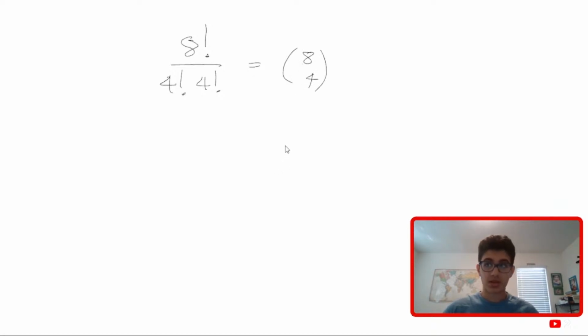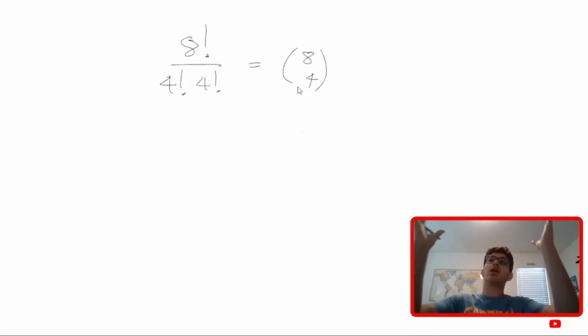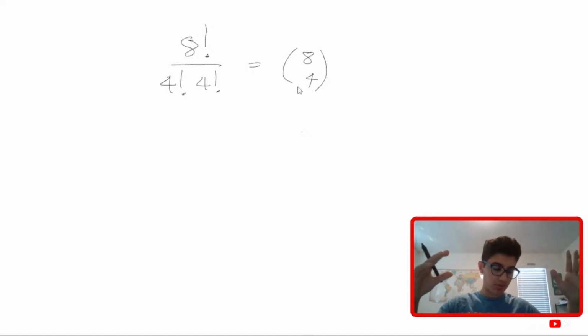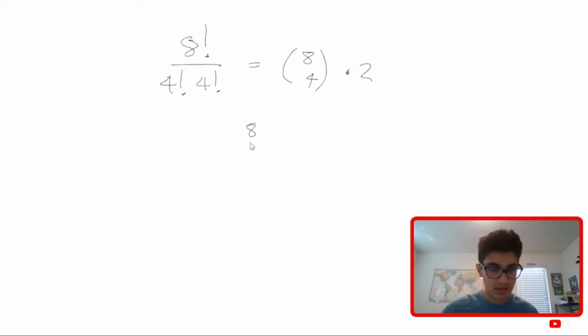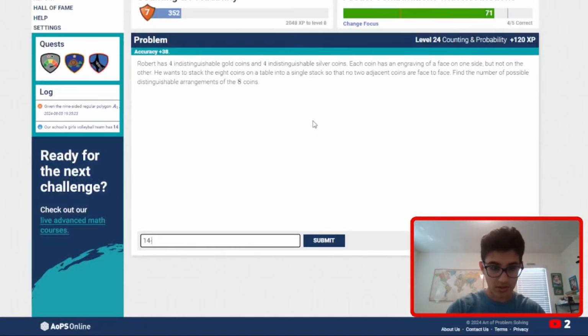Right? Then you have to also take into account though that all of them will be facing the same way. The head can be facing up or down. So that's times 2. Now 8 choose 4 is 8 times 7 times 6 times 5 over 4 times 3 times 2. This cancels with this. This cancels with this to give you 2. So this is 70 times 2, 140. Okay, never mind. It's wrong.